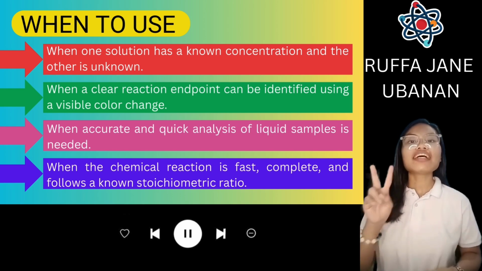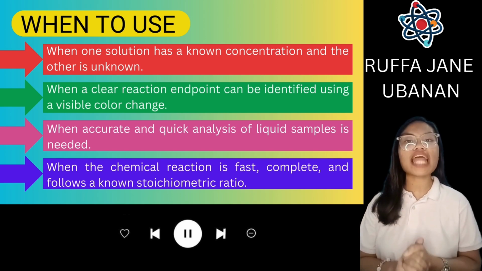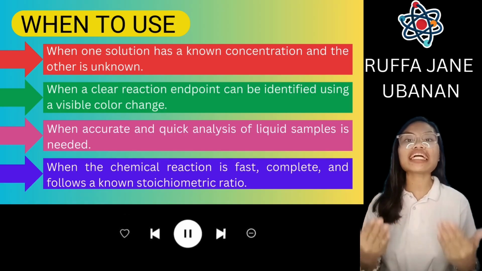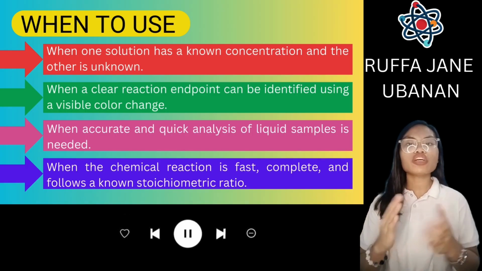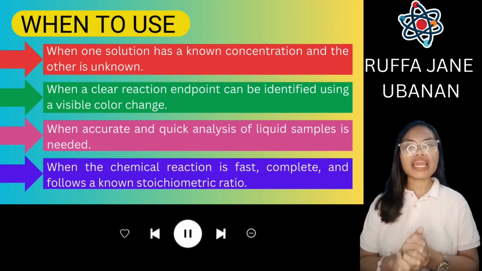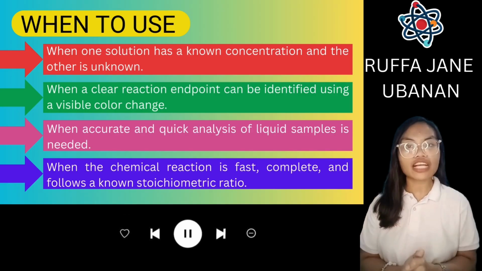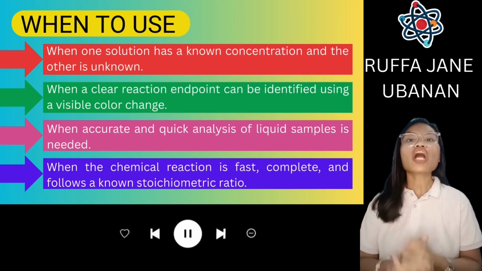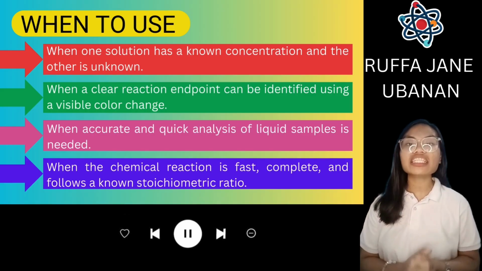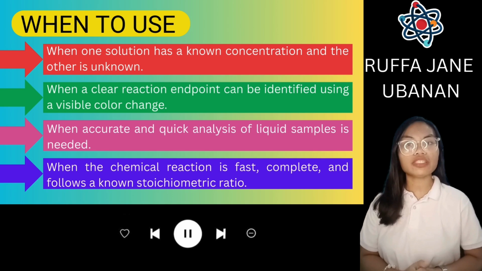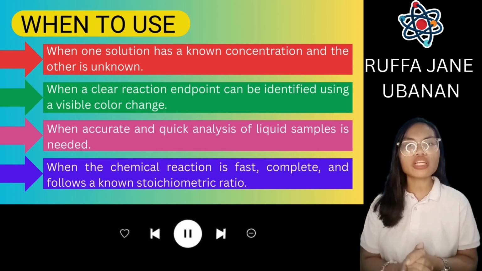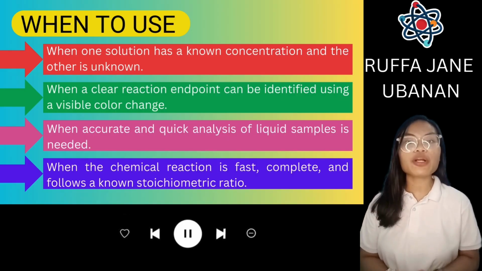Second is the visible reaction endpoint. The method works best when the reaction produces a clear and visible endpoint, often shown by a color change with the help of an indicator. This makes it easy to tell when the reaction is finished. Third, quick and accurate liquid analysis. Titration is a fast and reliable way to analyze the composition of liquid solutions, making it widely used in laboratories, especially for quality control and chemical testing.